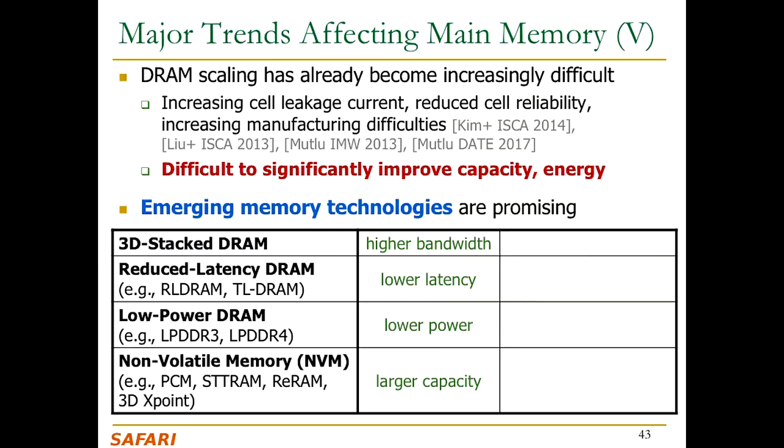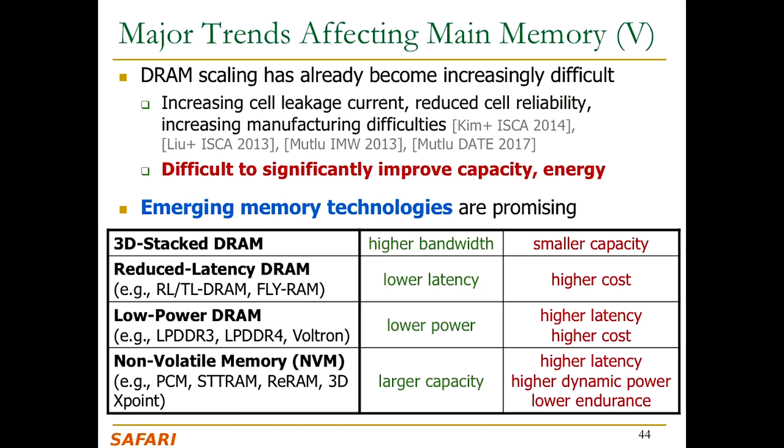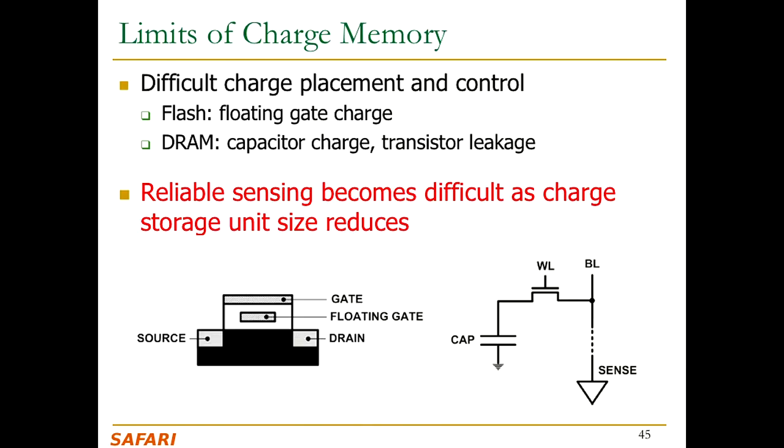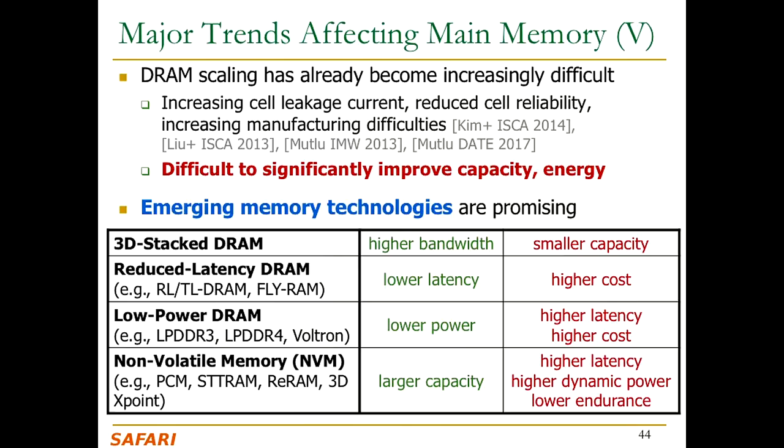But, of course, there are always downsides, right? This comes at smaller capacity. This comes at higher costs. This comes at higher latency and higher cost. And this comes at potentially many, many other higher things. But the key thing is how do you actually take advantage of the greens while avoiding the reds as much as possible. OK. I think this may be a good place for us to take a break.